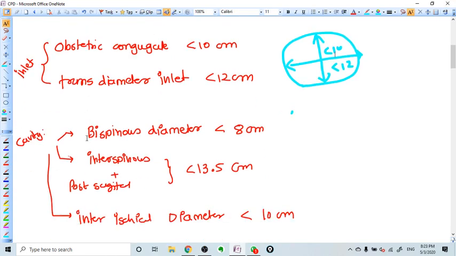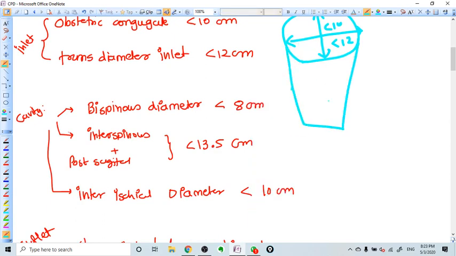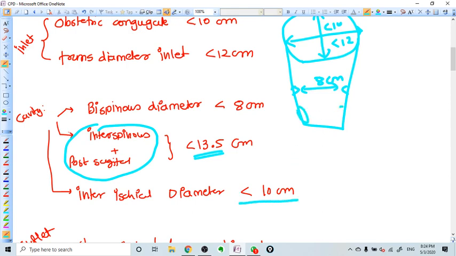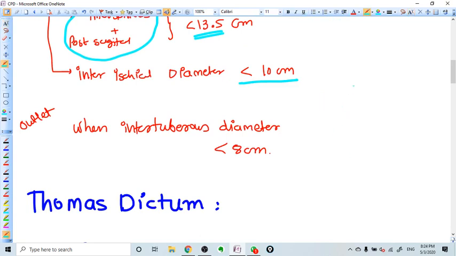Now, at the level of the cavity, we need to assess the bispinal diameter. If the bispinal diameter is less than 8 cm, or the interspinous diameter plus posterior sagittal diameter, the sum of both, is less than 13.5 cm, we call it a contracted pelvis. Interischial diameter should be more than 10 cm, but if it is less than 10 cm, we generally take it as a contracted pelvis.